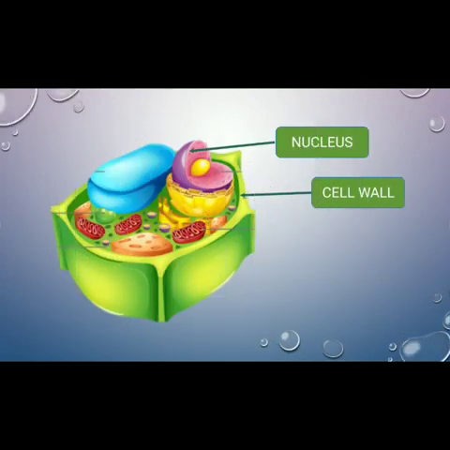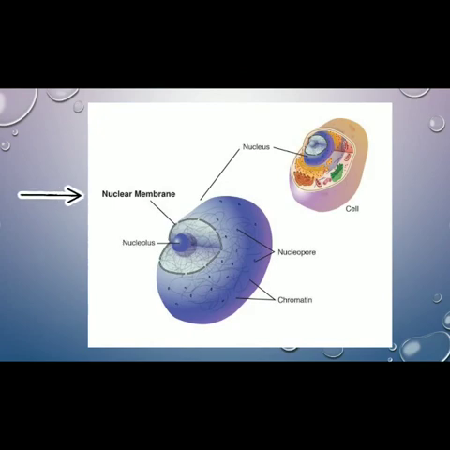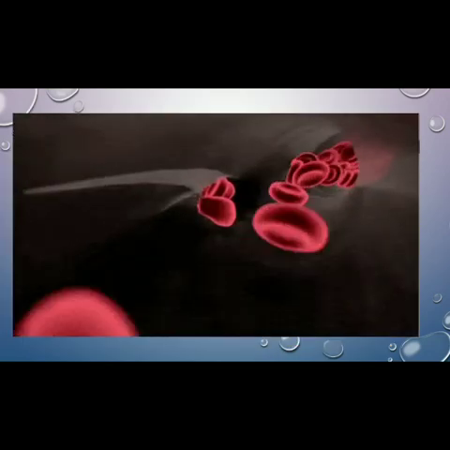The nucleus containing chromosomes and nucleolus is bounded by a membrane called nuclear membrane. The nuclear membrane has tiny pores for the exchange of materials with cytoplasm. Students, do you know red blood cells do not have a nucleus?